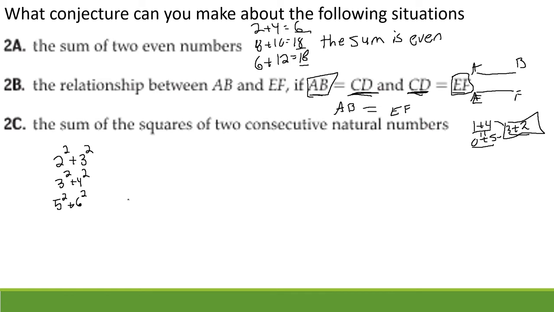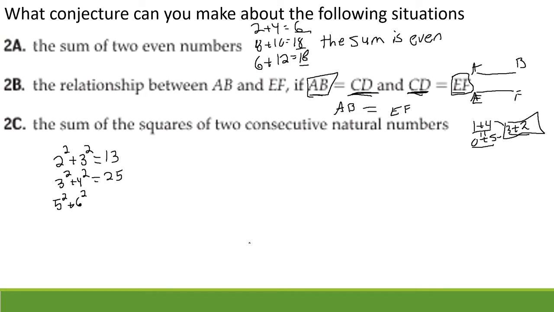So basically it says take two numbers back to back, so like 2 and 3, 3 and 4, 5 and 6, square them and add them together. What can you say? Well, if we do this here, 2 squared is 4, 3 squared is 9, and 4 plus 9 is 13. 3 squared is 9, 4 squared is 16, so 9 plus 16 would end up giving you 25.